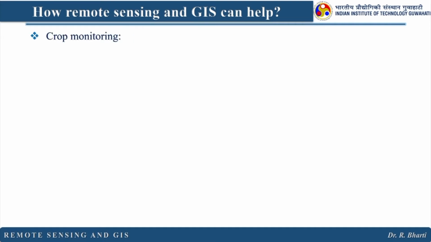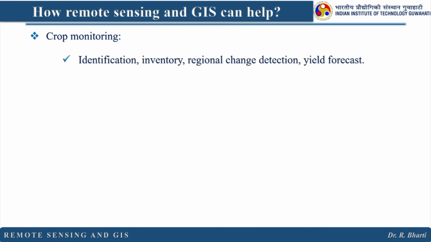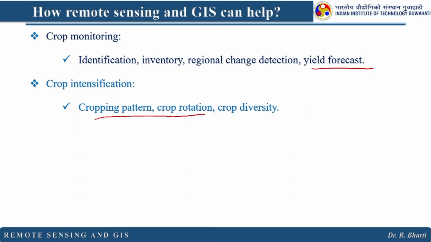Then a very important aspect of remote sensing and GIS application is crop monitoring. What is the health, what is the yield, that also you can estimate using this technology. So identification, inventory, regional change detection, yield forecast, these are very popular examples of remote sensing and GIS. Crop intensification, crop pattern, crop rotation, crop diversity. These things you can easily identify.